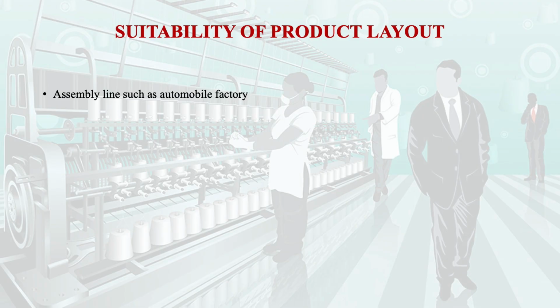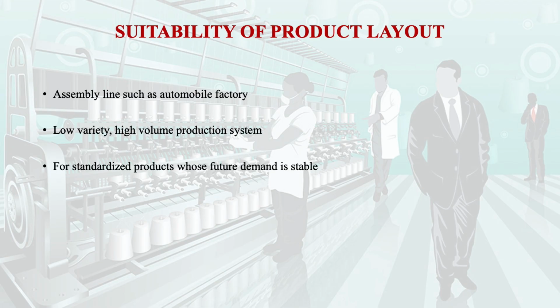So such type of assembly line is an example of product layout. Similarly, if there is a low variety and high volume production system, the product layout is more useful. For a standardized product whose future demand is stable, we will go for the product layout. Now we will come to the process layout.